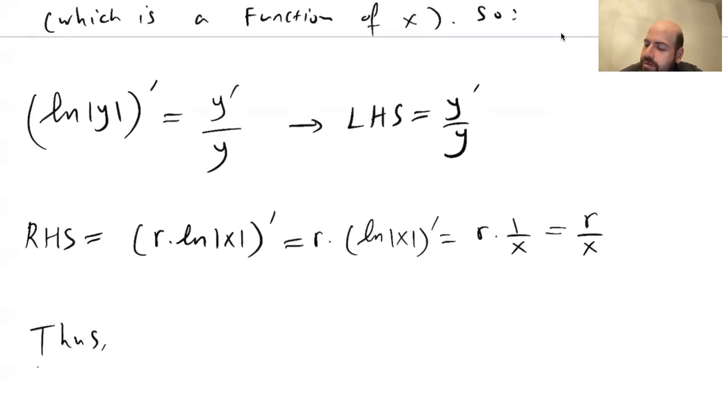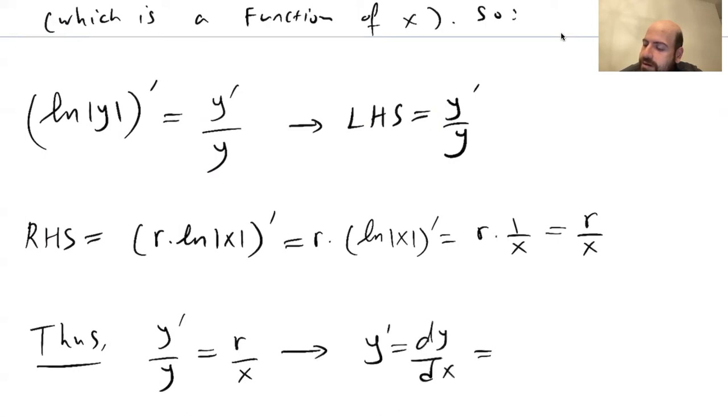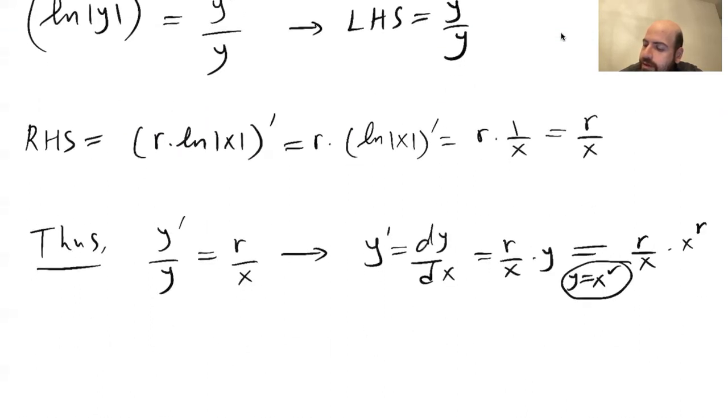So what can we conclude? We can say that y prime over y is equal to r over x. And we wanted to find y prime. Y prime equals dy over dx equals r over x times y. And what was y? Y was x to the power r. So r over x times x to the power r. And what is that? This is r times x to the power r minus 1, right? X to the power r divided by x is of course x to the power r minus 1. So y prime is r times x to the power r minus 1.